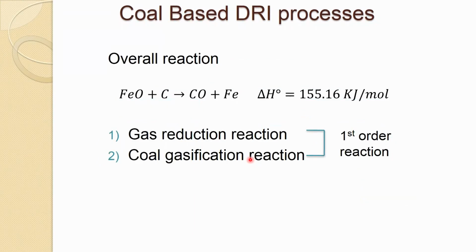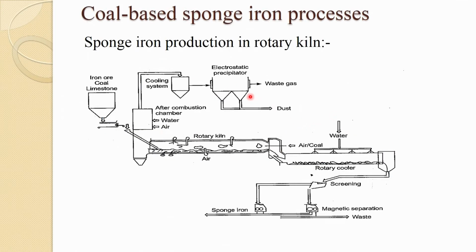So, when we say coal based DRI, the overall reaction is what we have talked about. The gas reduction reaction and the coal gasification reaction are first order reactions, and this is what occurs and by which you produce the iron. And so, the rotary kiln, which we said, and even SL/RN, are on the same principle. So, sponge iron production in a rotary kiln.